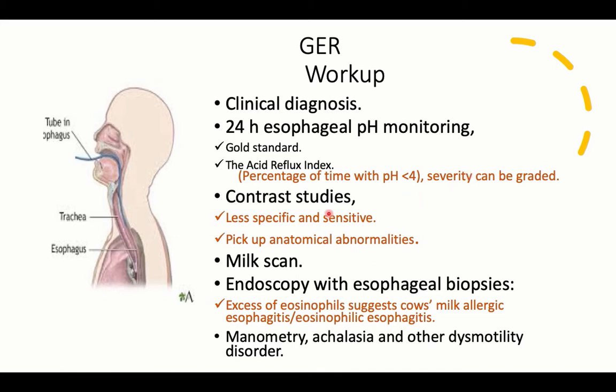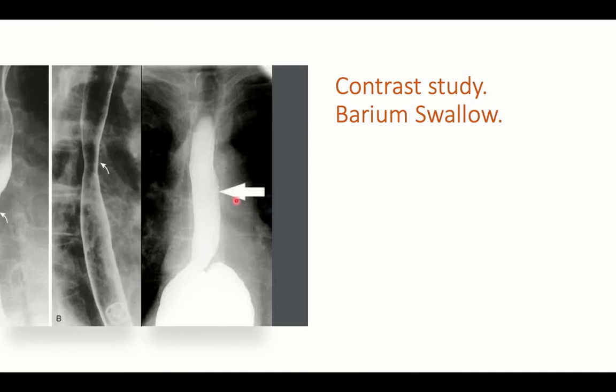It is less common to use contrast studies to diagnose reflux, okay, as they are less specific and sensitive, and their advantage may be in picking up anatomical abnormalities that can be associated with reflux. This is a contrast study called barium swallow, where reflux of the gastric content back to the esophagus is seen on the X-ray. This X-ray shows that with long-standing reflux, strictures in the esophagus occurred here.